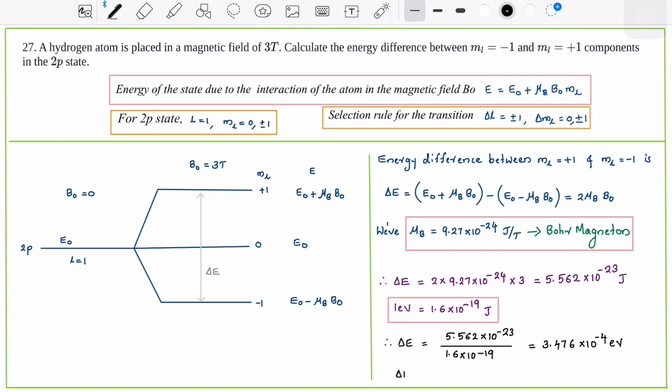That is the energy difference between ml equal to plus 1 and ml equal to minus 1 component of the 2p state: 3.476 times 10 raised to minus 4 electron volt.